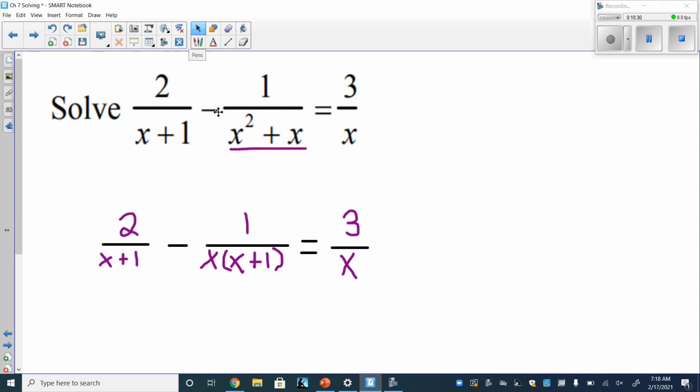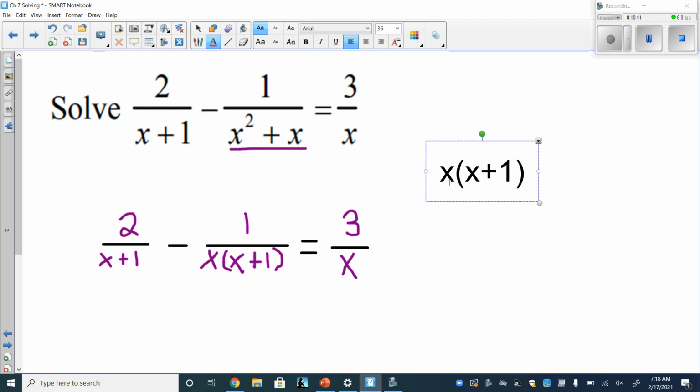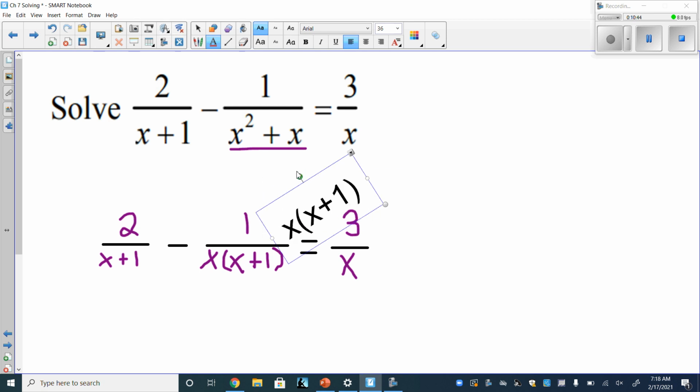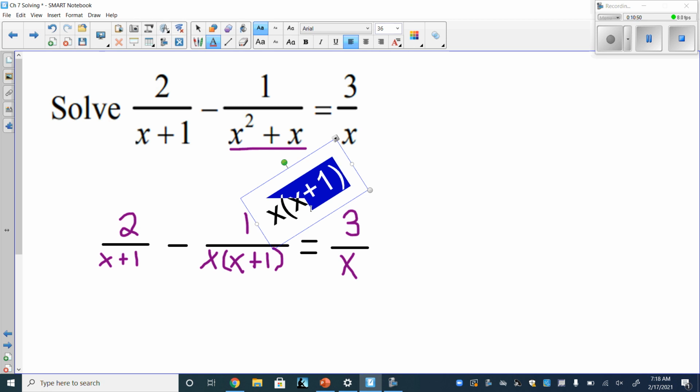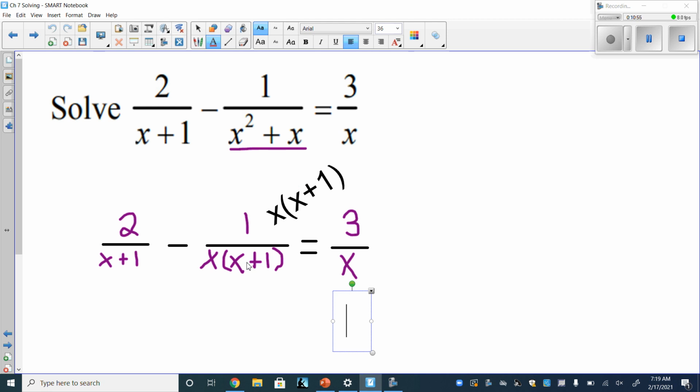Now we can start with the most complex one, the x times x plus 1. And yes, we're going to multiply each one of these terms by x times x plus 1 at least. Because if I multiply the middle term, 1 over x plus 1, by x times x plus 1, this here and this denominator would simplify out. And if I do it to one term, I've got to do it to all three.